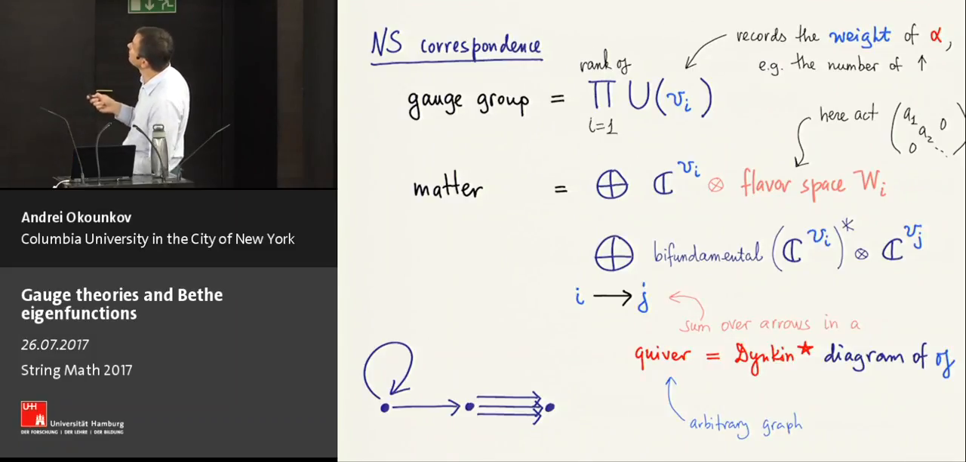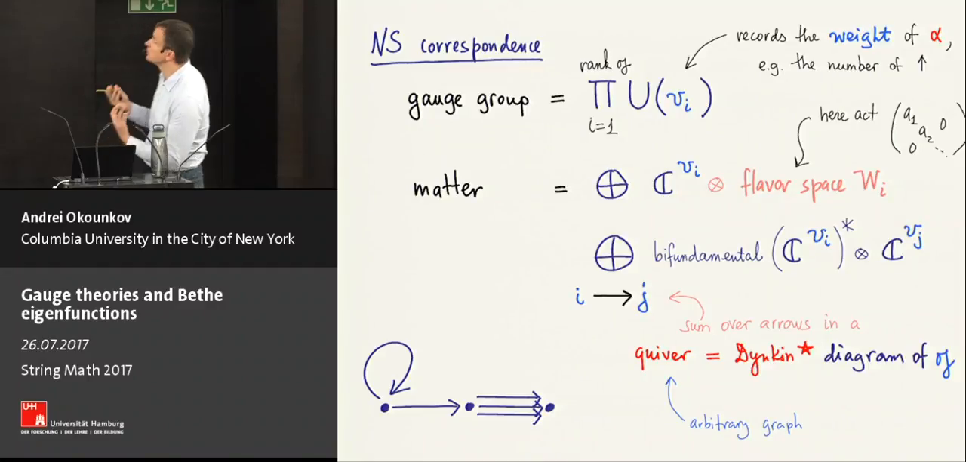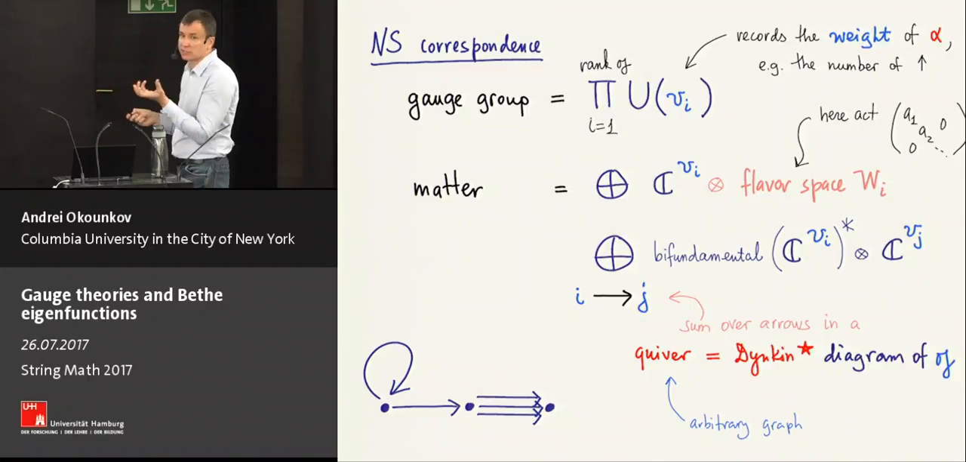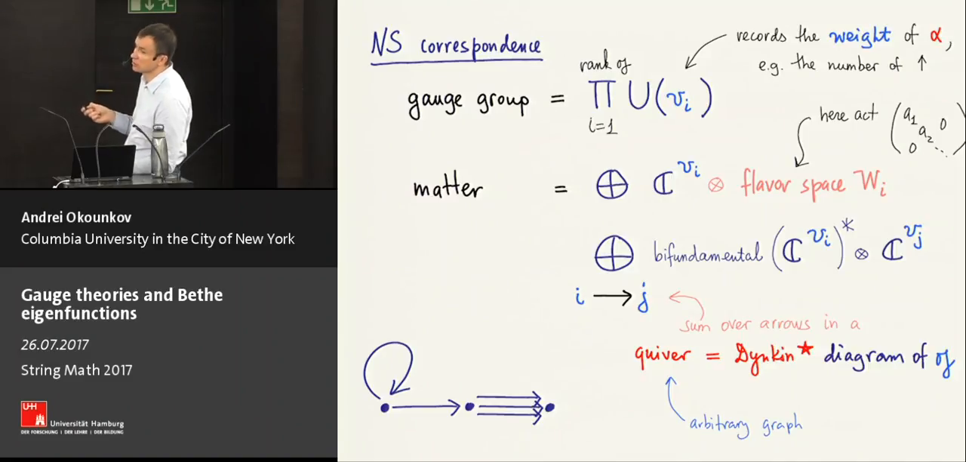And in addition, this is to record how many copies of each representation I take in this tensor product. And now to record the Lie algebra itself, the Lie algebra is recorded in the collection of bifundamentals. In other words, I take a representation which is Hom from one space to another, or the dual of one tensor another, and this direct sum I take over all edges in some quiver.